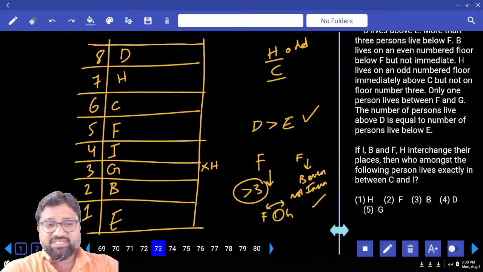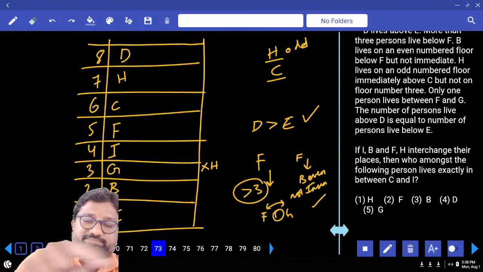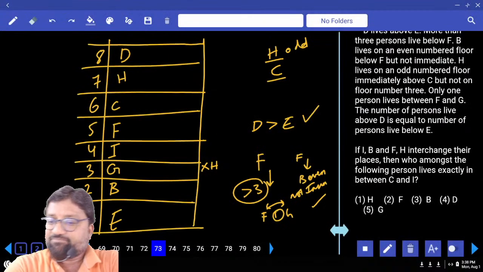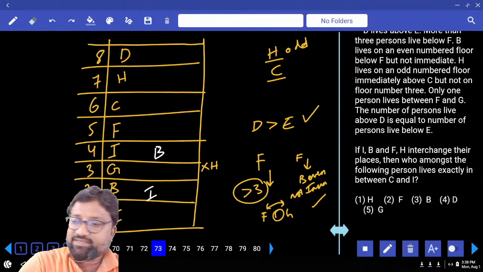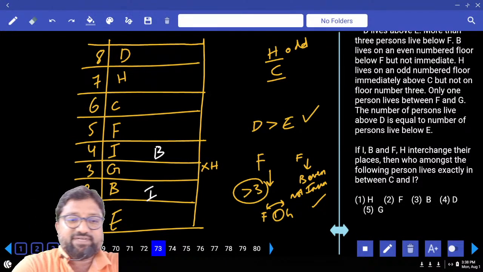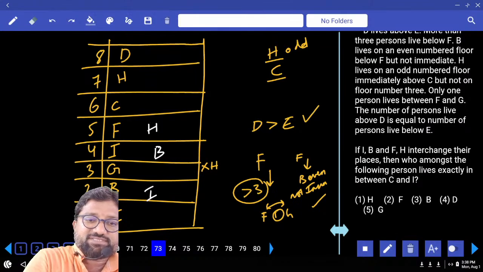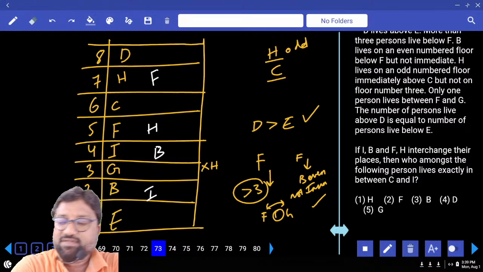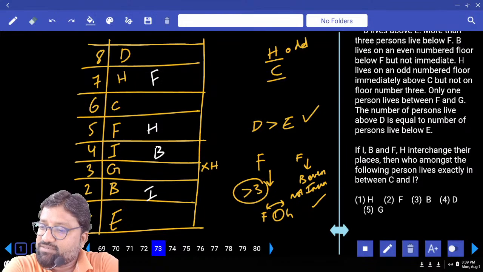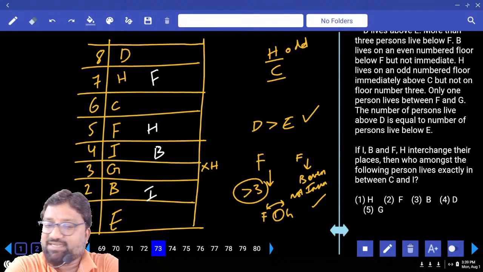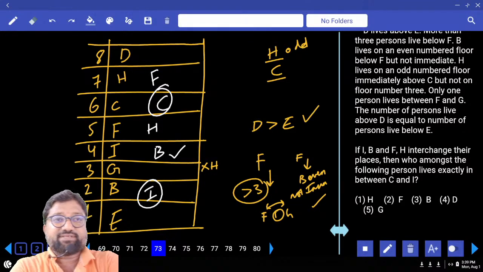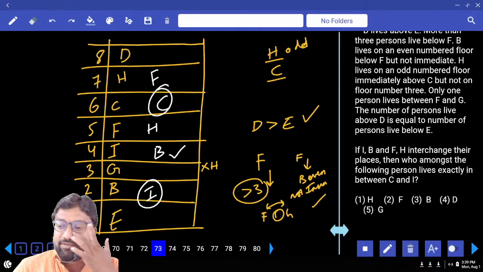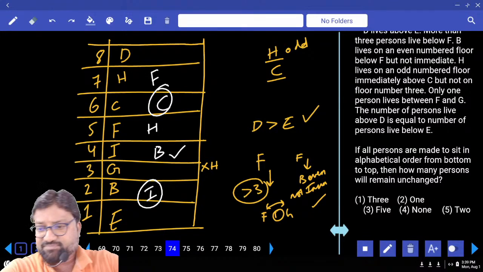If I, B and F, H interchange their places, then who amongst the persons lives exactly between C and I? So this is B and this is I. Next, F and H: this is H and this is F. Who will live exactly between C and I? This is C and this is I. Exactly between C and I is B. Option 3 is my answer.